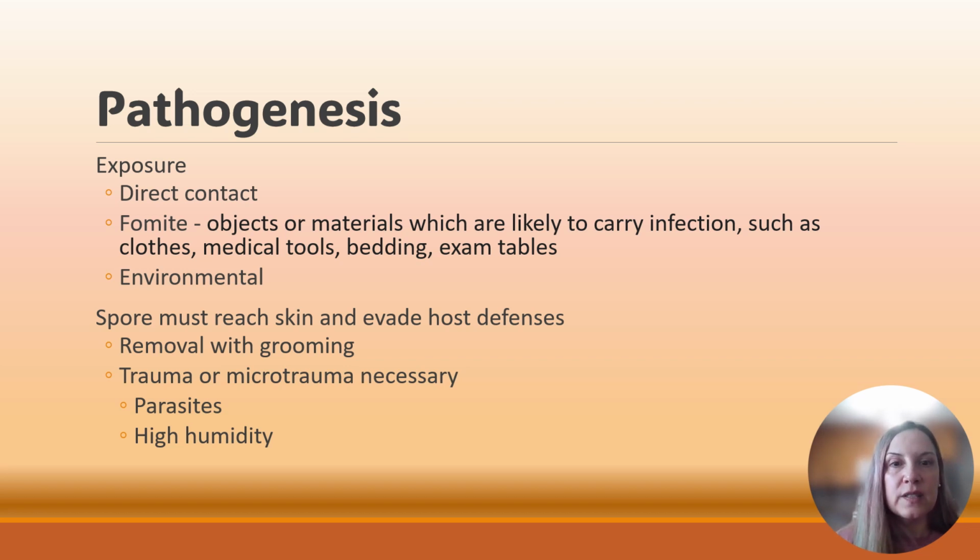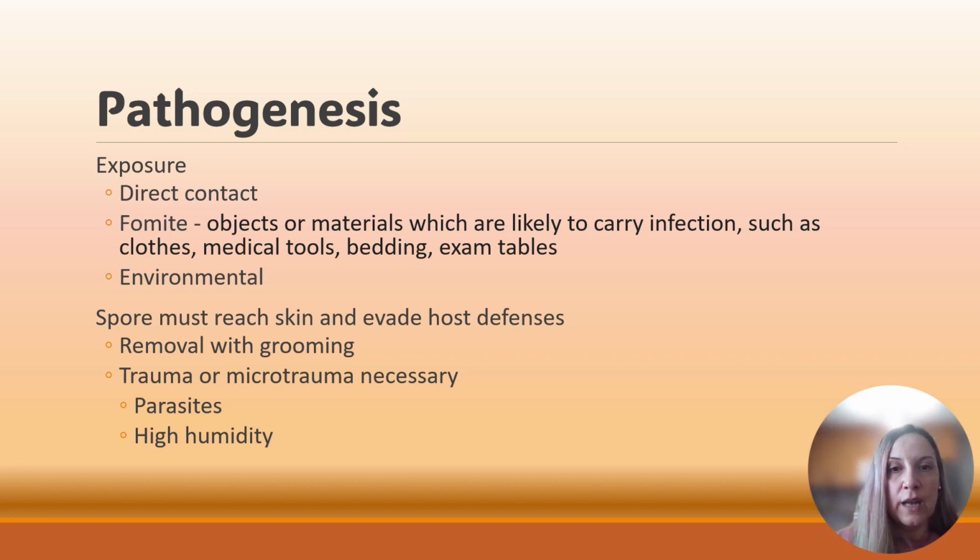So how does this fungus spread? Well, first we have to talk about the exposure. The exposure can happen through direct contact or indirect contact. So direct contact is contact such as an infected cat rubbing up against a non-infected cat in the shelter scenario. It could be a person who does not have ringworm that is petting a dog that does. And it can also be indirect on fomites, and as you can see here, fomites are objects or materials which are likely to carry infection, such as your clothing, medical tools, bedding, or exam tables.